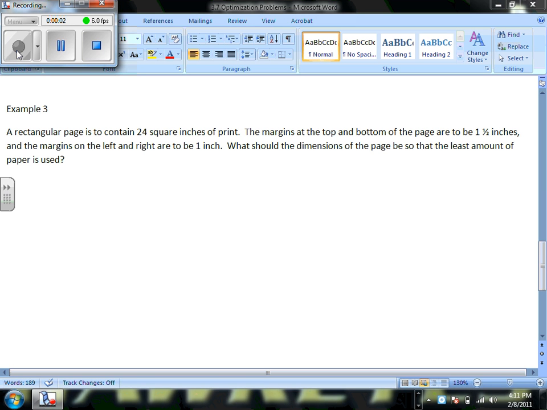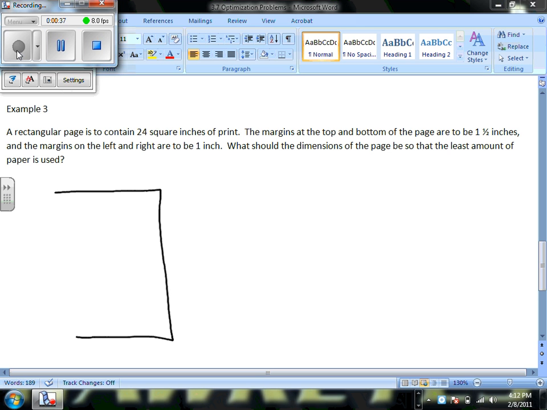The last problem I have for you in this section, and the last example, is minimizing area. We did a maximizing volume. Let's minimize some area here. In this one, we have a rectangular page that contains only 24 square inches of print. The margins at the top and bottom of the page are to be 1.5 inches, and the margins on the left and the right are to be 1 inch. What should the dimensions of the page be so that the least amount of paper is used? Again, we're minimizing area here. We're talking about the area of paper. Let's draw a picture first.